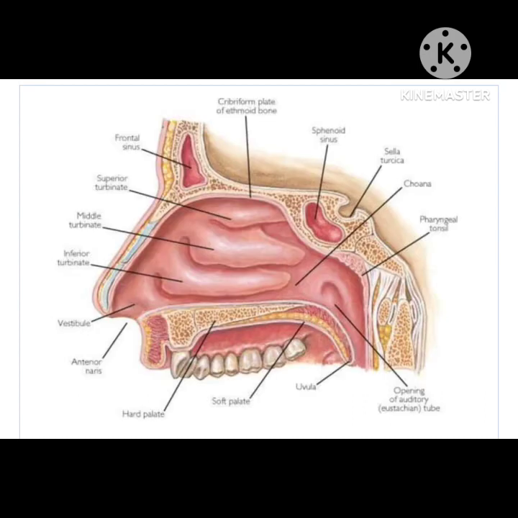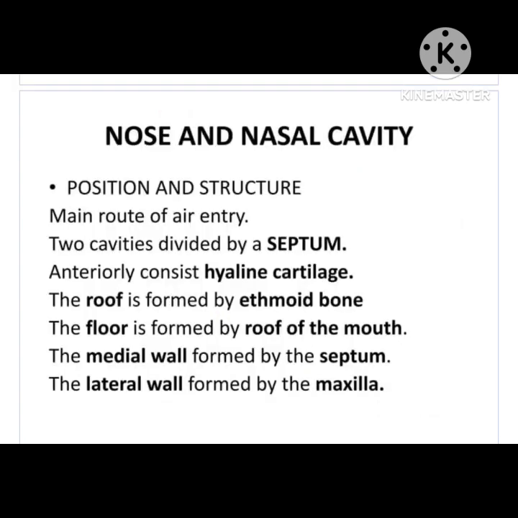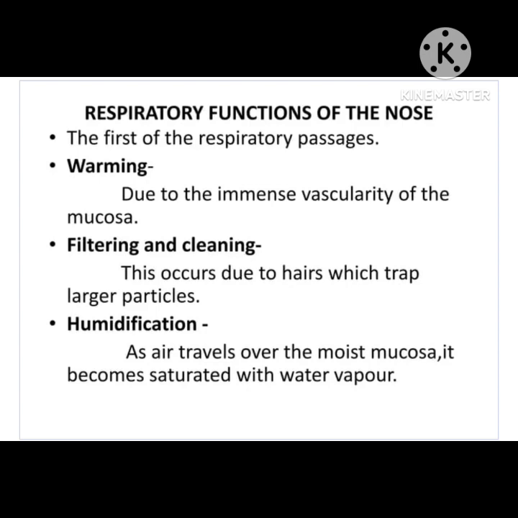You can see here in this diagram the presence of different parts. First we will discuss the nose and nasal cavity. The nose and nasal cavity is the main route for the air to enter. It is divided into two cavities by the septum. Clear? And the anterior part consists of hyaline cartilage.